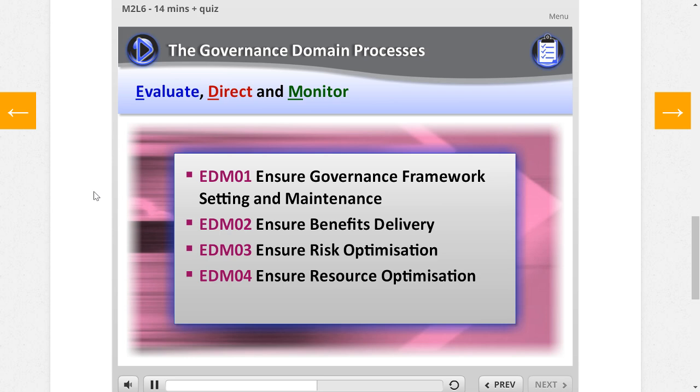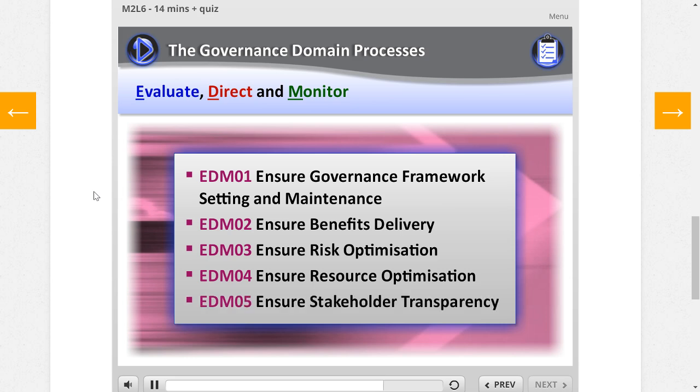EDM 04. Ensure resource optimization. This is about ensuring that the enterprise has enough IT-related resources to satisfy its needs, without incurring excessive costs. The resources include people, processes, and technology.